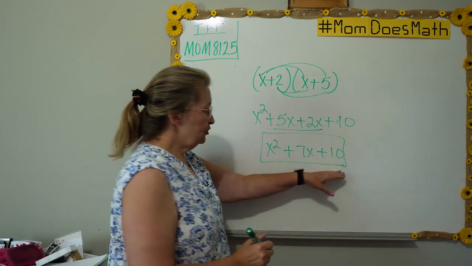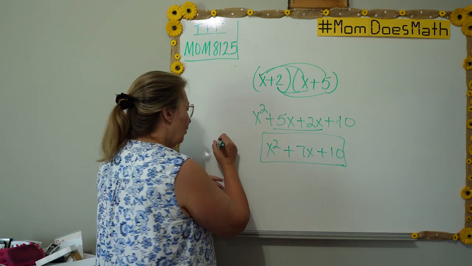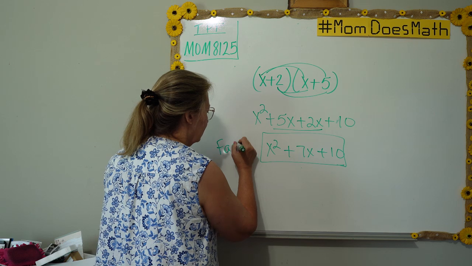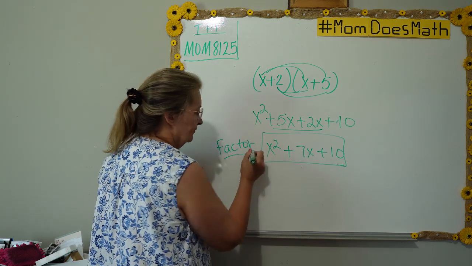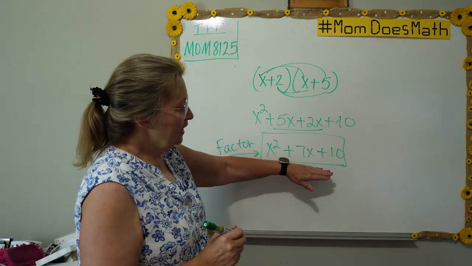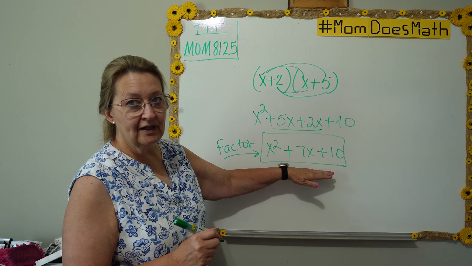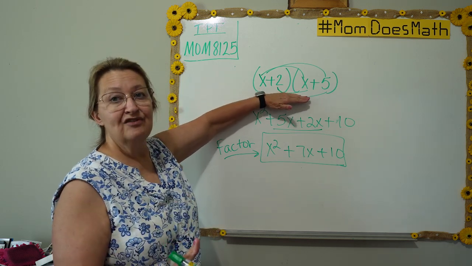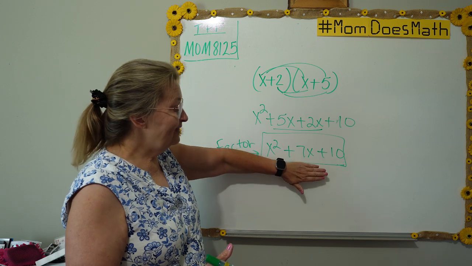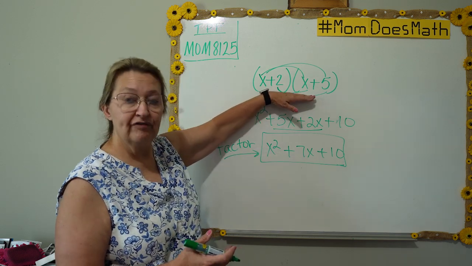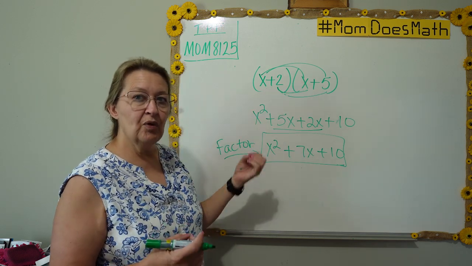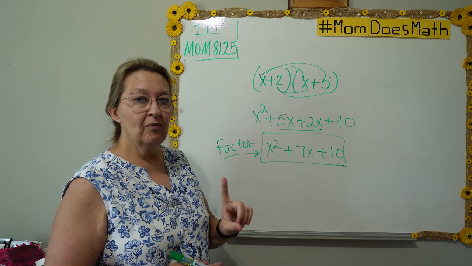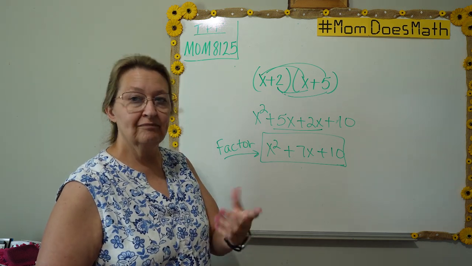So there's your trinomial. Now what if I told you to factor it? Where did it come from? What was multiplied together to get this? Well, we got it. So this would actually be your answer if you had this and were told to factor. Do you see where we're going with this? Now when you have a multiple choice question, let's look at one.